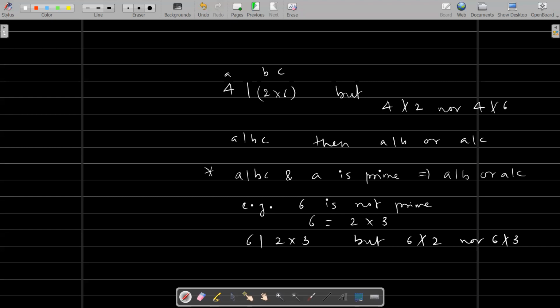Those who have written the answer as true? Yes, Kushal? Sir, it can be true if B and C are one, right? Both of them are one. If B and C are both 1, then A must be 1, because the only divisor of 1 is 1. Right?